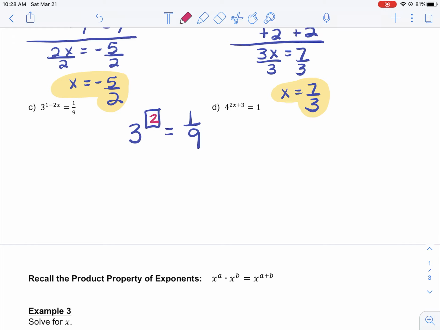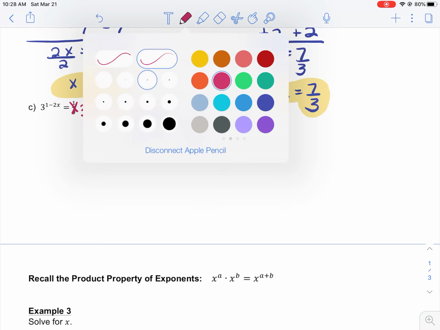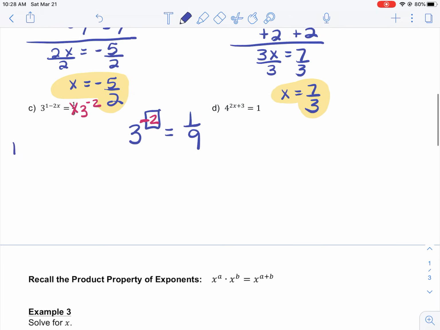What must have been done to that 2 to turn this into a fraction? Notice if we make that a negative 2, 3 to the negative 2 equals 1 over 3 to the positive 2, which is 1/9. So for this one, we're going to replace 1/9 with 3 to the negative 2 power. Now we can set 1 minus 2x equal to negative 2.